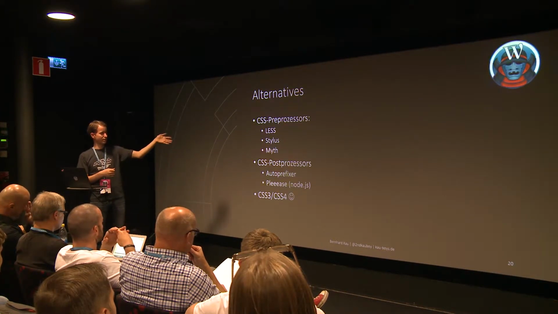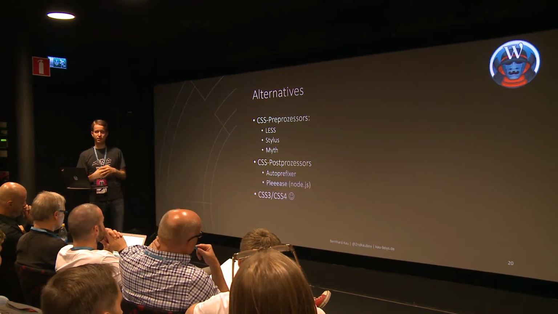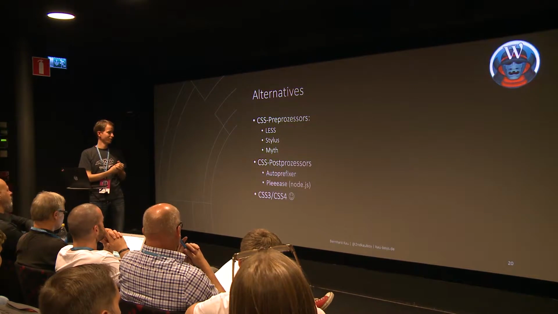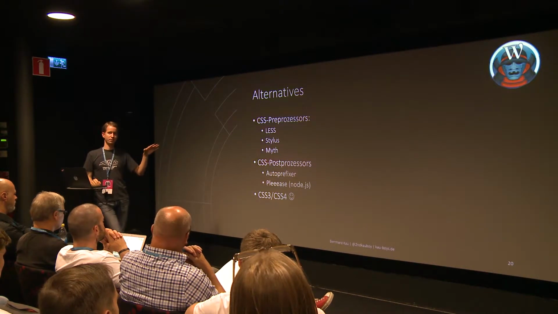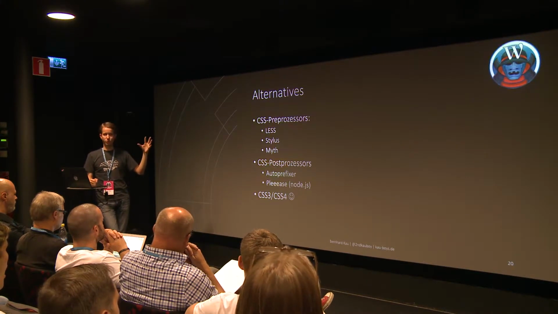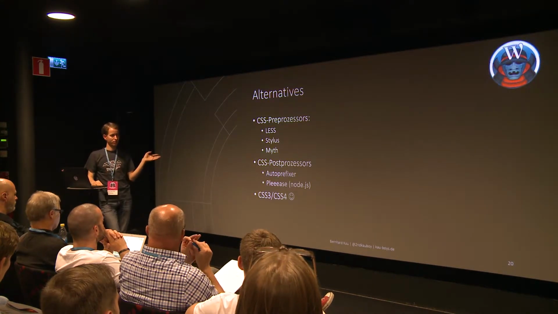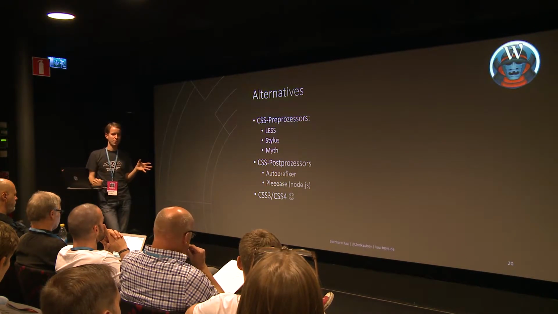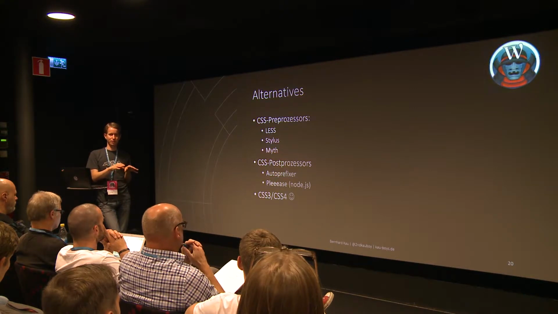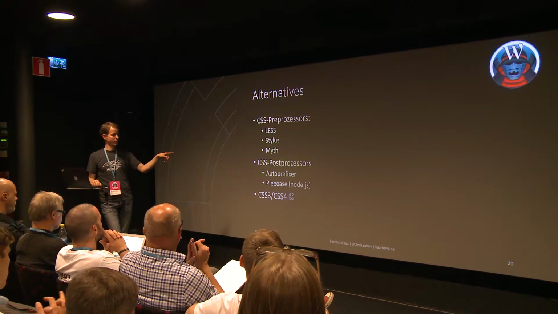Then there are things like Stylus and Myth, which are other preprocessors. Then there's even another way of looking at things like that: the post-processors. We've seen the example with the vendor prefixes and border radius. You have to use those mixins, whatever mixin you are using, like border radius, box shadow. So you don't write standard CSS code, and the post-processors do it the other way around.